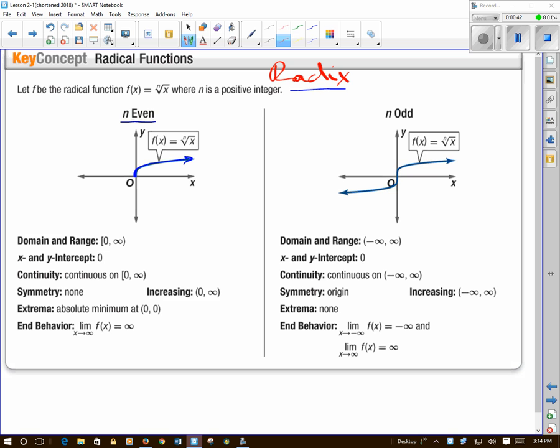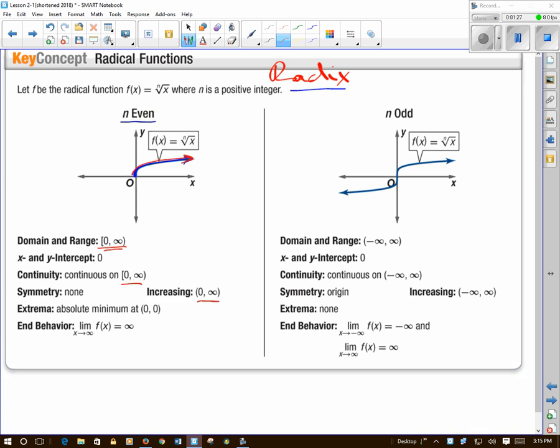So we're going to once again analyze the properties of the graph based on what we see there. We see that the domain and range are both 0 to infinity, inclusive. The x and y intercepts are both 0. It's continuous over its domain because I can draw that whole thing without picking up my pencil or writing utensil. There's no symmetry. It's increasing. Now notice a little difference here between the continuity and the increasing. The continuity includes the 0. The increasing does not. Increasing and decreasing never include the endpoint of an interval.